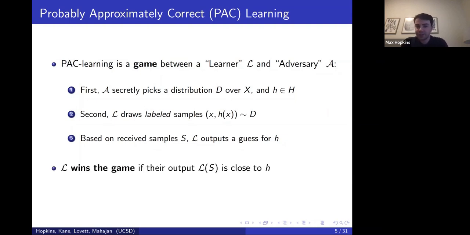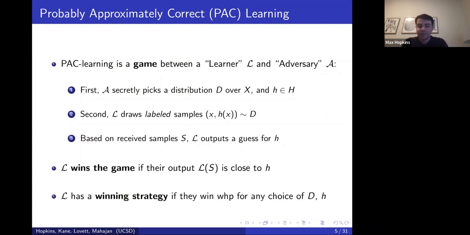Now, what's the win condition? Well, the learner wins this game if their guess, which we'll denote as L(S), is close to h, close to what the adversary chose. I'll formalize this in a second. We'll say that L has a winning strategy if they can win no matter what the adversary does. That is, for any choice of distribution and any choice of classifier in the family, L wins with high probability, no matter what the choice of the adversary is.